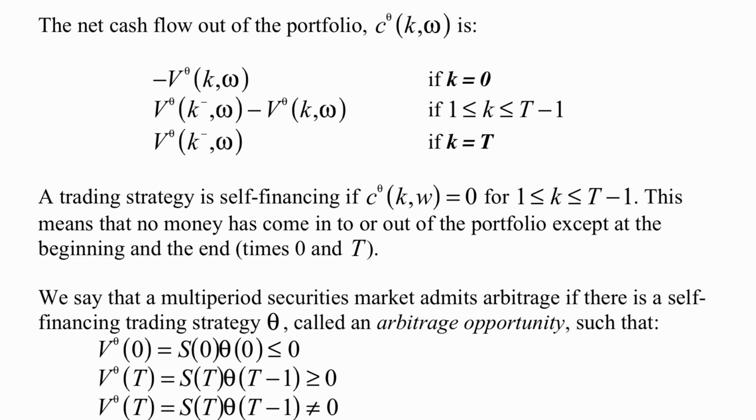The net cash flow out of the portfolio, C_θ(k, ω), is −V_θ(k, ω) if k is 0, because you spend money to buy the portfolio, so you have negative cash flow. And it is V_θ(k−, ω) − V_θ(k, ω) if k is greater than or equal to 1 and less than or equal to T−1. Notice that we don't do anything at any point in time except for the integer values.